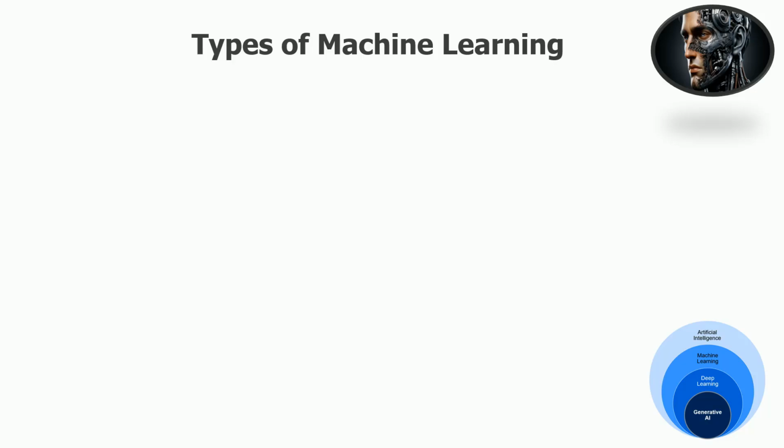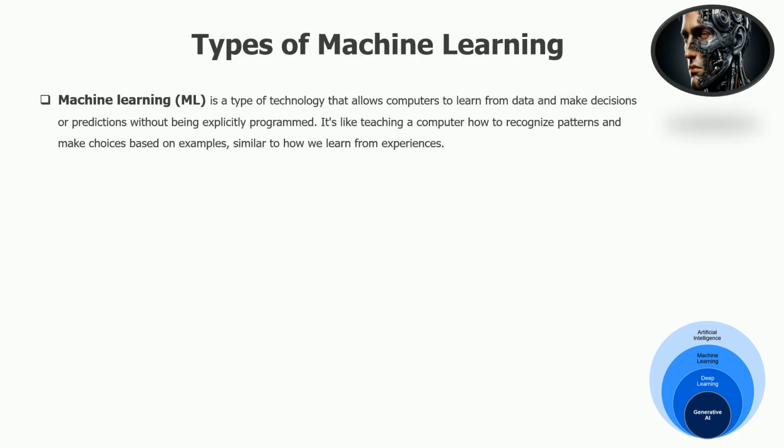Hello everyone. In this lecture, I will talk about types of machine learning. Machine learning is a type of technology that allows computers to learn from data and make decisions or predictions without being explicitly programmed. It's like teaching a computer how to recognize patterns and make choices based on examples, similar to how we learn from experiences.